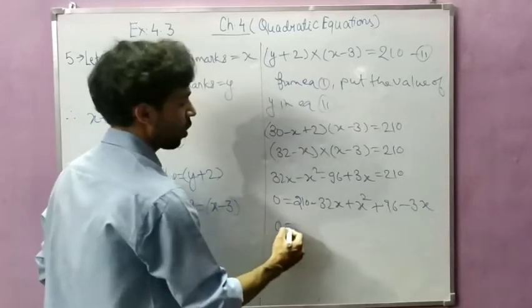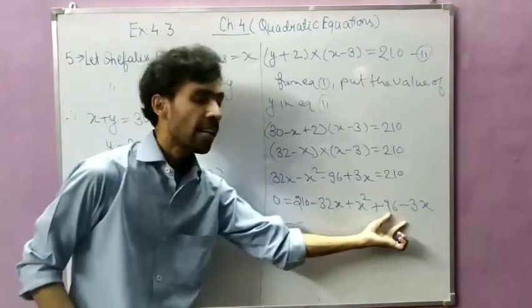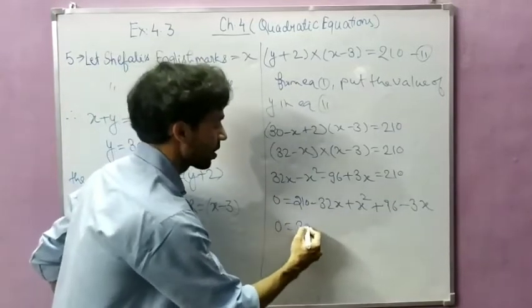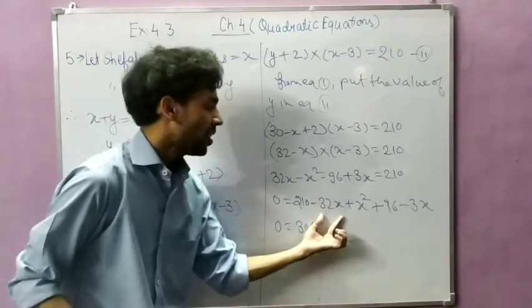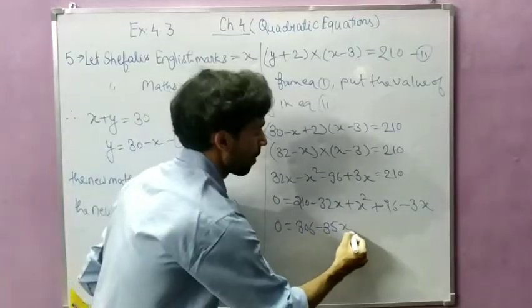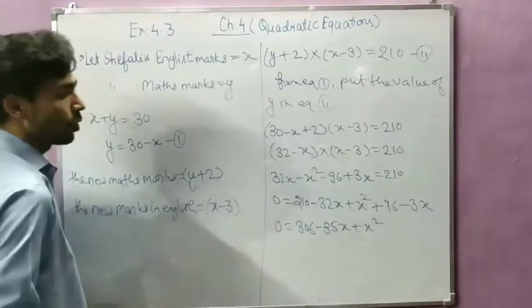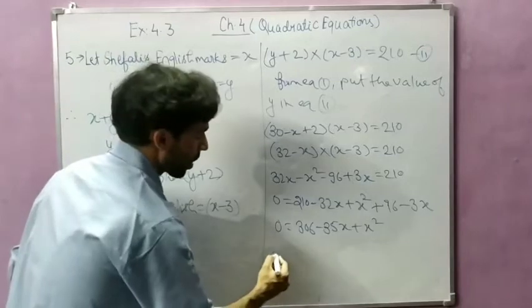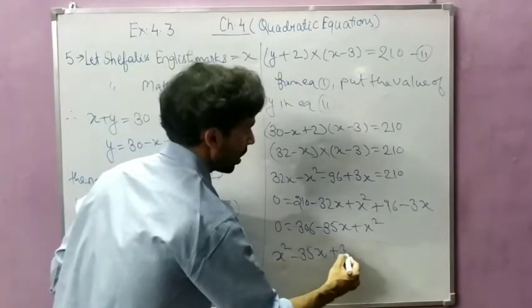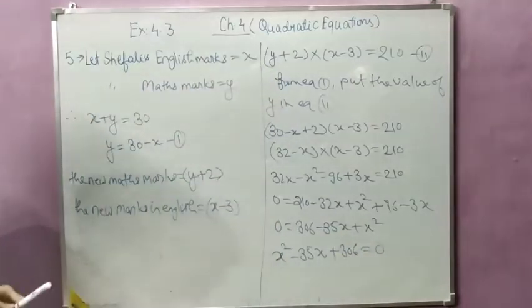Now when you solve it, 210 plus 96 will become 306. Minus 32x and minus 3x will become minus 35x, and this is plus x square. So after solving we can say x square minus 35x plus 306 equal to 0. This equation we got after solving this much.